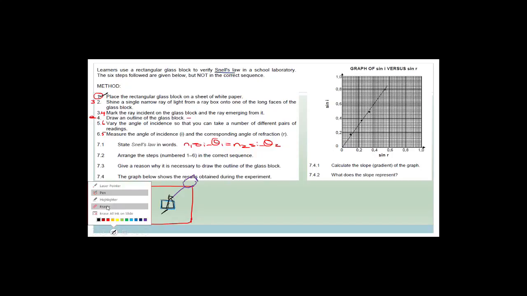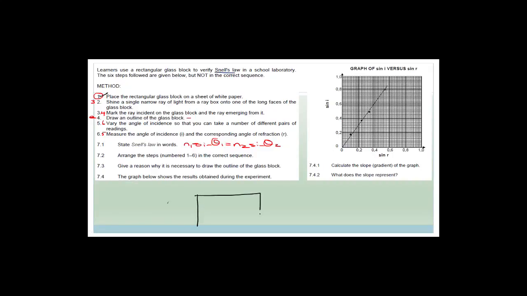So let me just make that bigger so you can understand what I'm talking about. Okay, pretend this is the top of the glass block, what I'm about to draw. This is the glass block. Now, what's happening is there's going to be light coming in at an angle. Okay, there's your normal. And then the light gets refracted towards the normal. And then there's the normal, and then it gets refracted out again. And obviously those two should be parallel to each other.